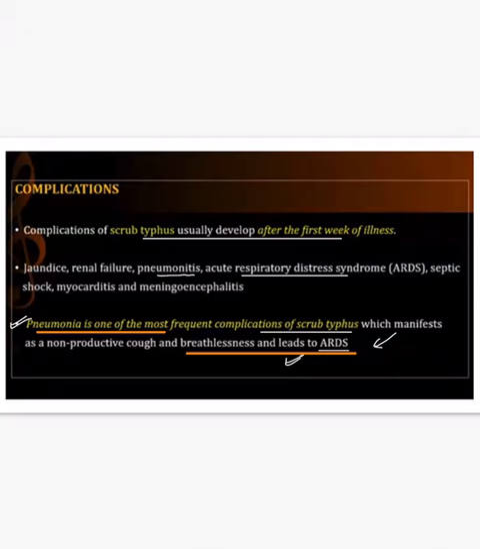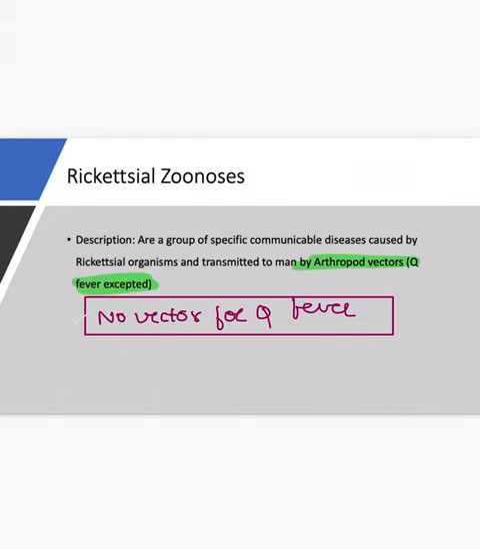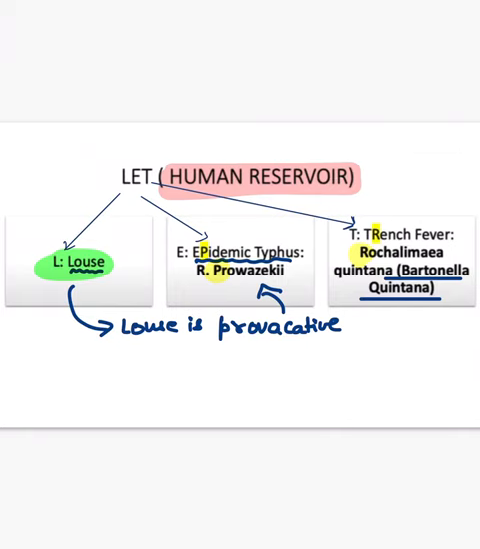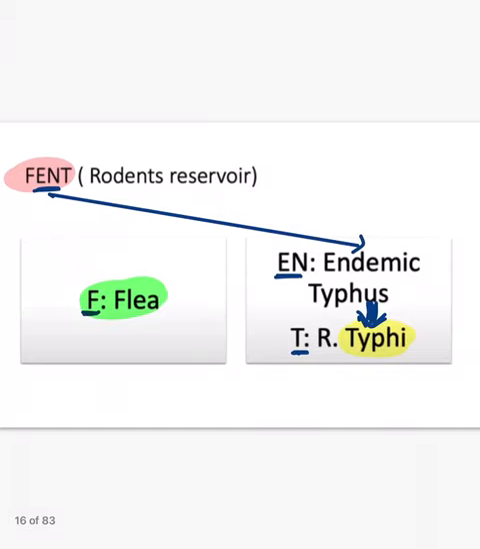Now, guys, there is no vector for Q fever. We have already discussed this point, and these mnemonics are already discussed. This is printed so that it makes it easy. Lice, remember later: that is epidemic typhus and trench fever, caused by Rochalimaea quintana or Bartonella quintana, and lice is Rickettsia prowazekii. So flea, that is endemic typhus, and Men wears a tie. So that is typhi.